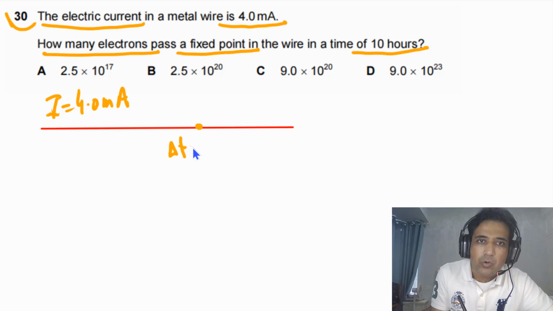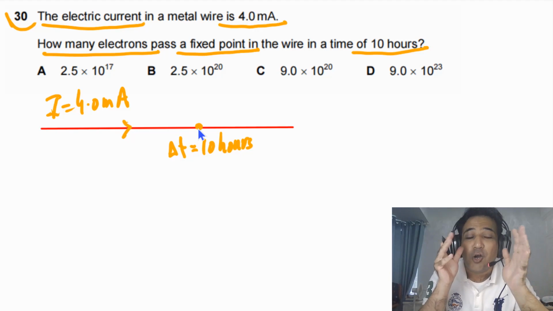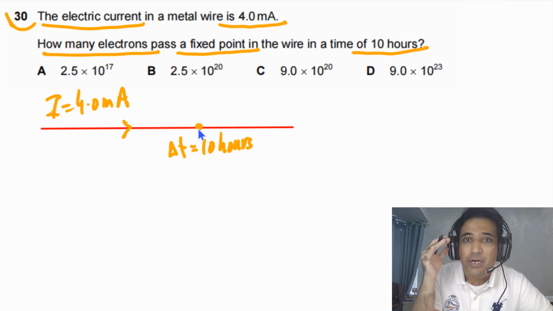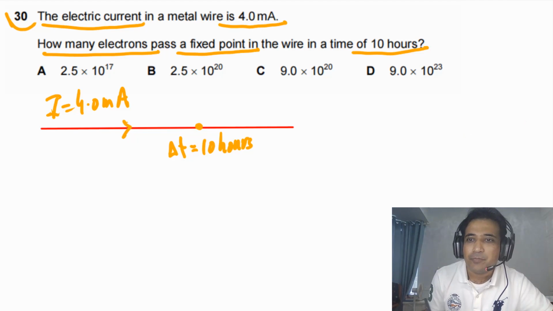Now if we look at one single point in this wire, let's say we look at this point for a time of 10 hours, how many electrons will we see passing through this point, or how many electrons will we count? How can we find the number of electrons we will see, if we can see, passing through this point? So let's try to answer now.